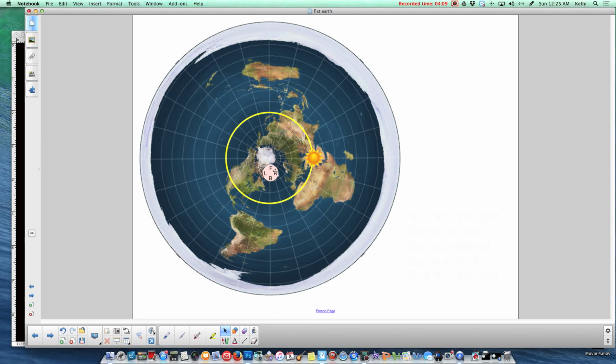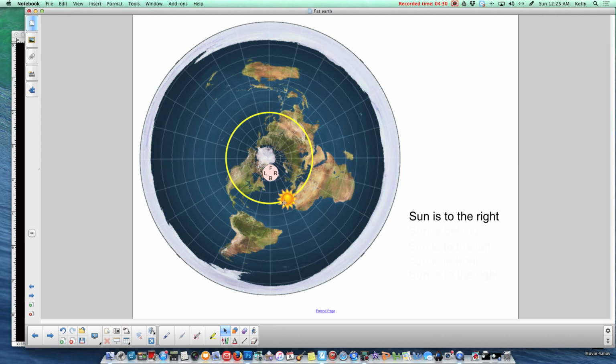Now it's sort of in front, but mostly to the right of our cameraman. And we're going to move the sun in 6-hour intervals, which are 90 degrees or quarter turns. So we're starting with it at 3 o'clock. We can see that it's to the right. So the sun is to the right of the cameraman.